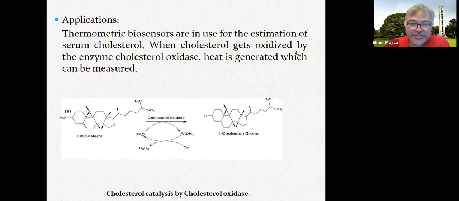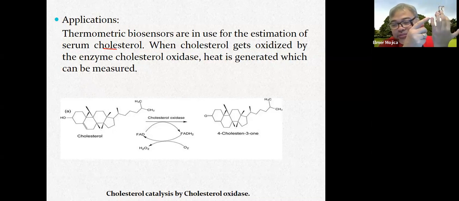So if you're going to look at the application of what we call the thermal or thermometric biosensors, they are used for the estimation of cholesterol. So the thing that you need to do, if you want to develop a biosensor, is look for a market, right? If you want to be rich, you look for a market. Okay? So what is usually the problem of the human population? Sugar and cholesterol. Because they said 100 years ago, the main cause of death was what? Infection. So antibiotics solved that.